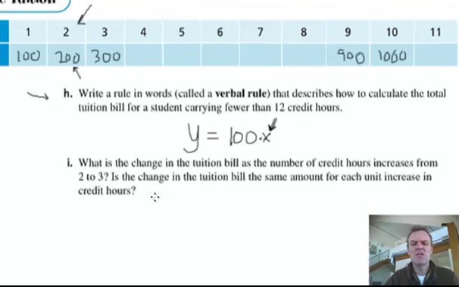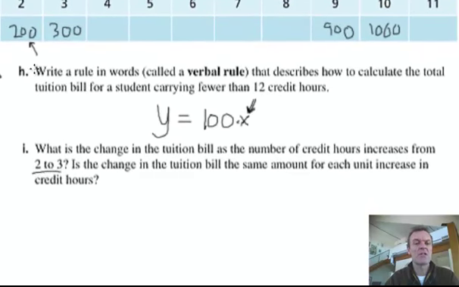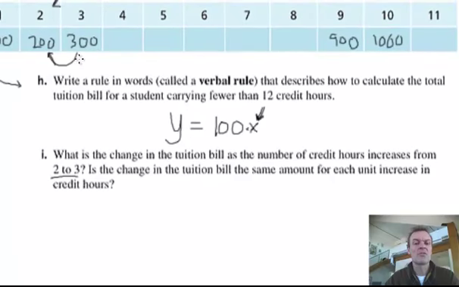The change in tuition from 2 to 3 credit hours, can you see, is $100. But anywhere you go, if you change by 1 credit hour, look over here, it is going to be $100. It's always going to be the same. It changes by $100 for every credit hour. So the change is going to be the same every time you increase by 1 credit hour. Now, suppose we had to graph all these numbers.